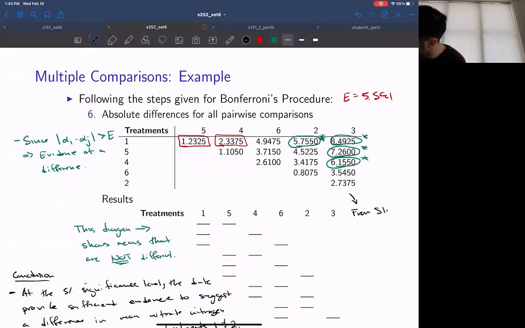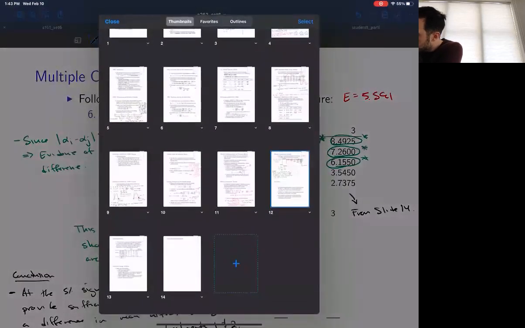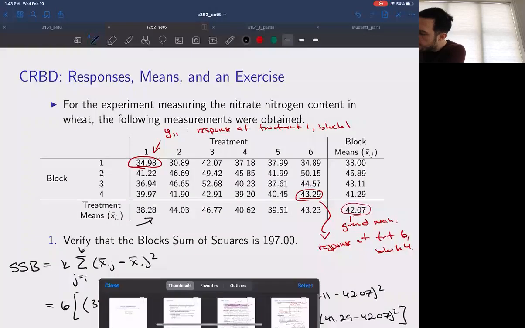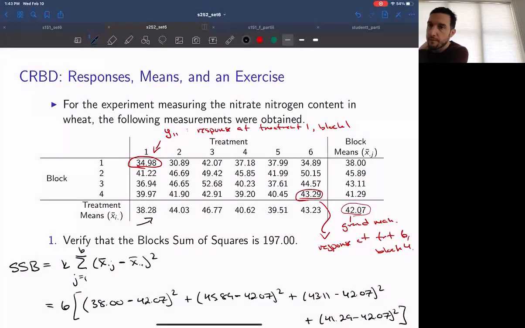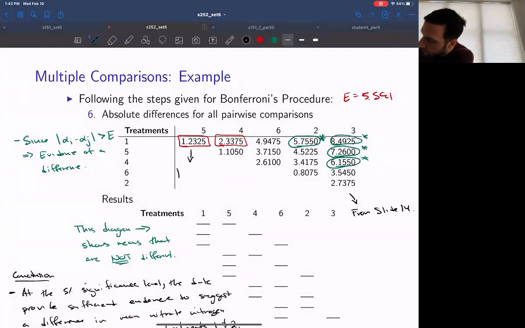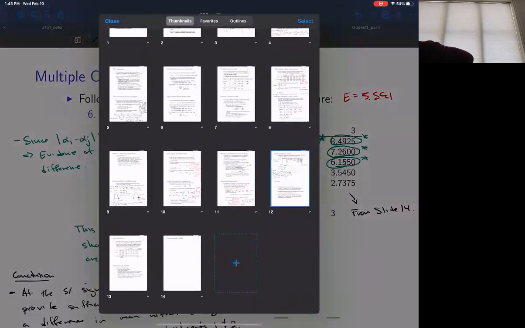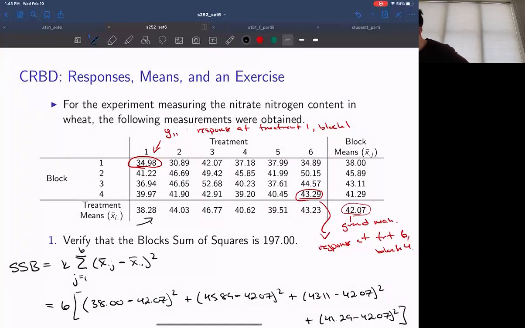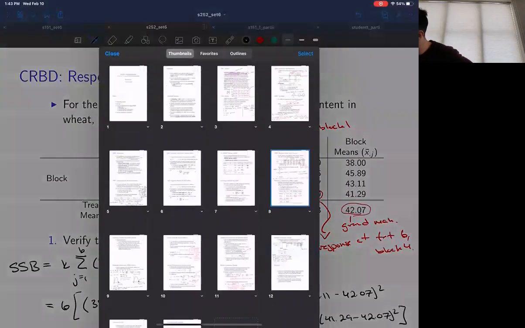So these are from slide 14. Okay, so for example, the first difference is mean 5 versus mean 1. So if we go to slide 14 and we take mean 5, which is 39.51, and we subtract 38.28, then we are going to get the 1.23. So this here is, for example, 39.51, 38.28.